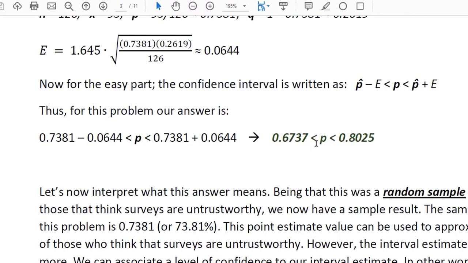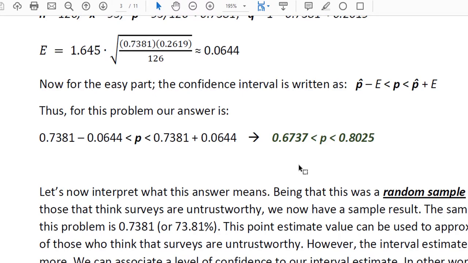When we do the simple arithmetic here and here, we get 0.6737 is less than P, which is less than 0.8025. What this means is that the population proportion is between 0.6737 and 0.8025. One of the biggest problems that students have in probability and statistics is interpreting what a result actually means.